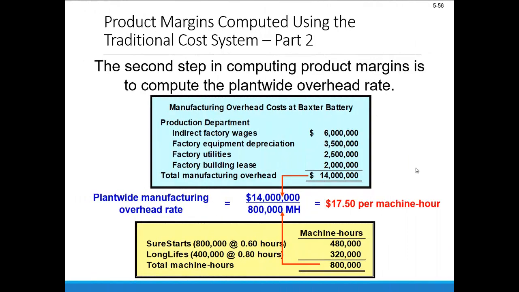And then let's assume we're using a plant-wide overhead rate at Baxter instead of any kind of departmental rates or anything like that. We would have taken the total manufacturing overhead, so just the overhead costs that are in that manufacturing categorization, so indirect wages, factory equipment depreciation, factory utilities, and then a factory building lease, total of $14 million. And we would have divided it by some measure of volume, probably machine hours, given that Baxter seemed to be pretty automated. So $14 million divided by the total estimated machine hours across both those products in the year that we looked at earlier, 800,000, would have given a plant-wide overhead rate of $17.50 per machine hour.